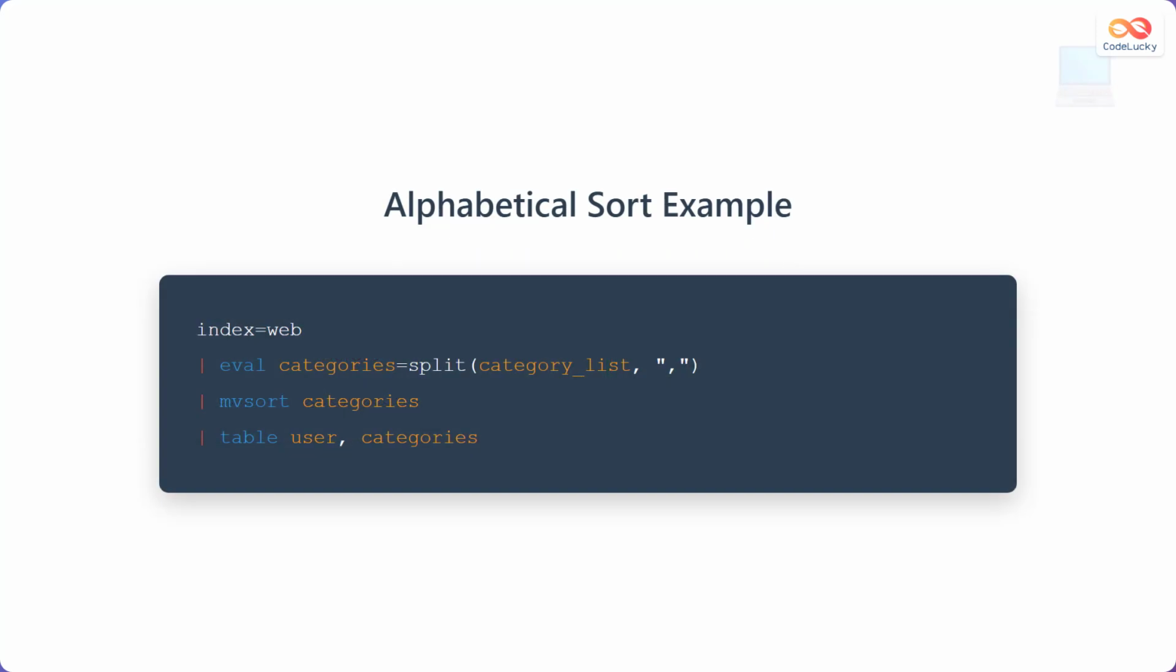Here's a complete example of using mvsort for alphabetical sorting. Starting with an index search on web data, you first use the eval command to split a category list field by commas, creating a multi-value field called categories. Then you apply the mvsort command to the categories field, which sorts all the category values alphabetically within each record. Finally, you use the table command to display the user and sorted categories fields in your results.